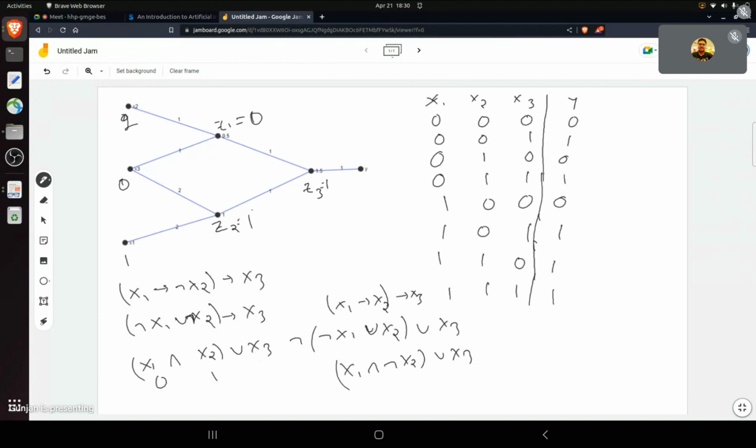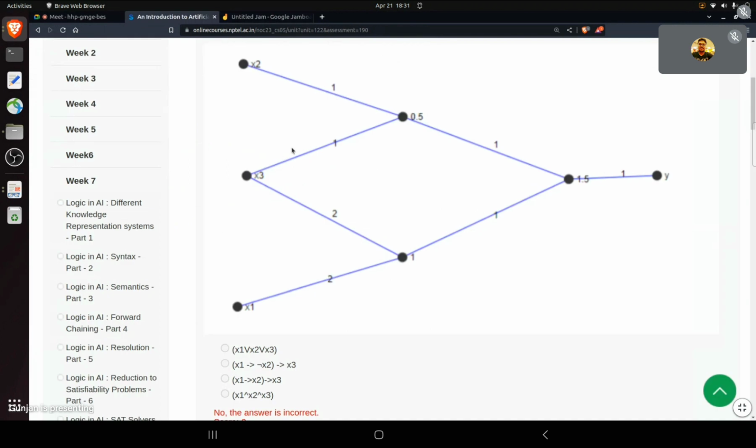For 0 1 1 it is 1. For 1 0 0 it is 0. So this gets false when it is 1 0 0. And what about the rest? For 1 0 1 and 1 1 0 it is 1, which is also not correct. And for 1 1 1 it is 1, that is fine. So this entire thing maps to x1 and x2 or x3, which is coming from x1 and not x2 implies x3. So that option is correct.